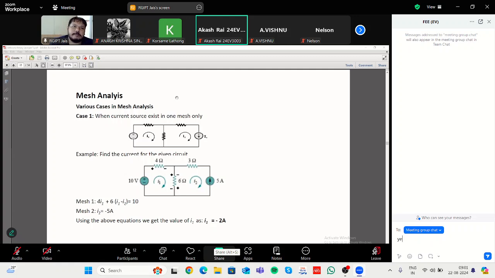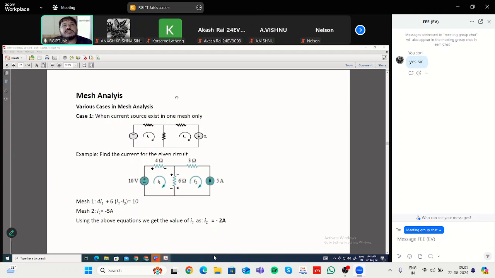Yes, sir. So now we are discussing mesh analysis. Since the last two classes, we are discussing mesh analysis. The basic idea in mesh analysis is to find out the unknown currents in different meshes. By mesh, I mean a path that does not have any other closed path inside it. So you have to find the unknown currents in them.